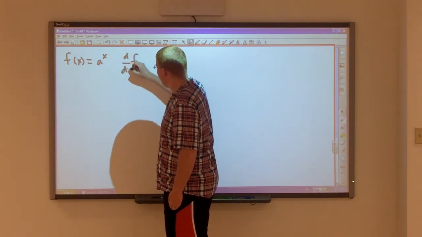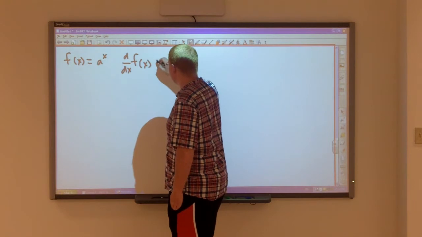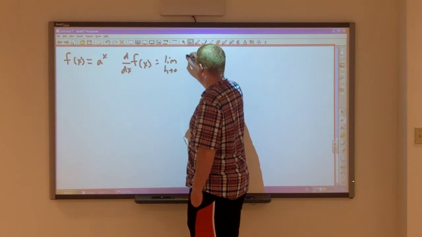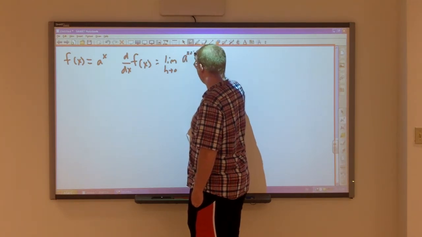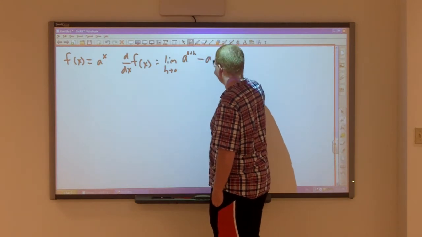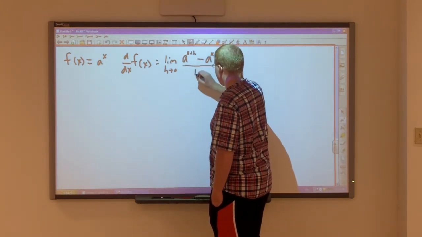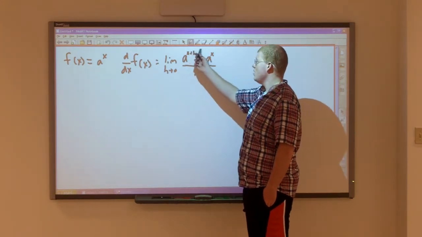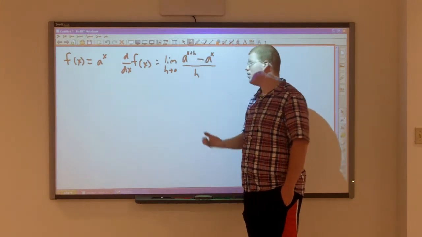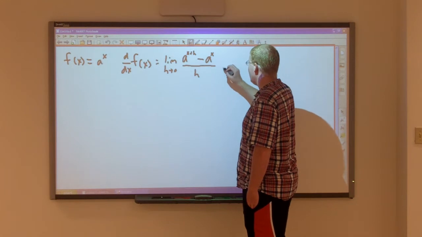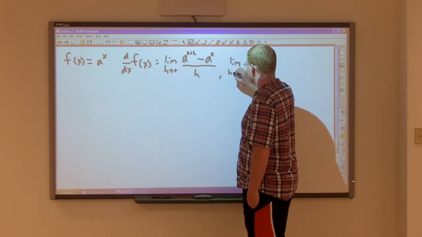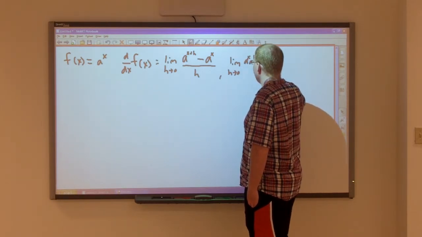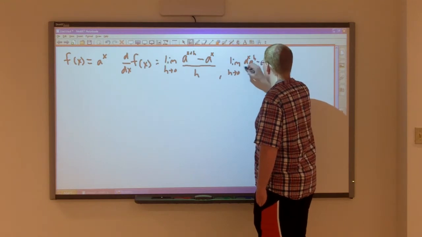d/dx of f of x is equal to the limit as h goes to 0 of our function a to the x plus h minus a to the x, all over h. Now, when you learned about exponents, you know that when two exponents are being added, you can just simply multiply them since they have a like base. So this becomes the limit as h goes to 0 of a to the x times a to the h minus a to the x, over h.